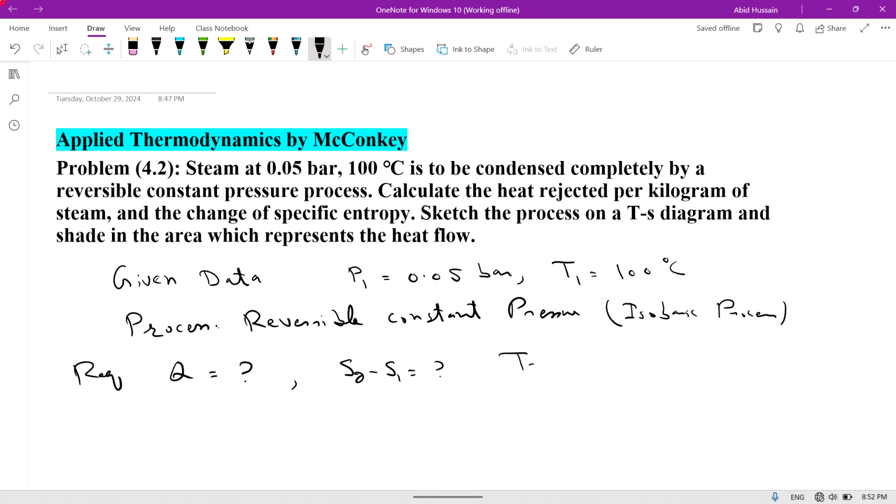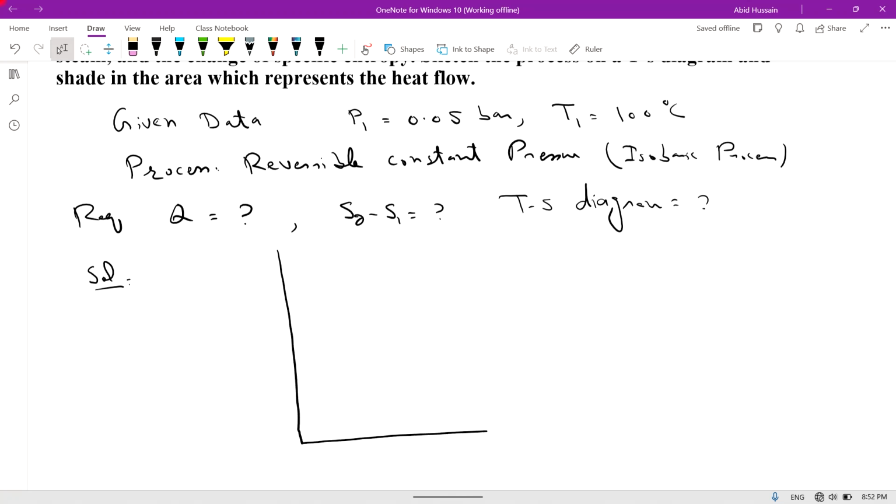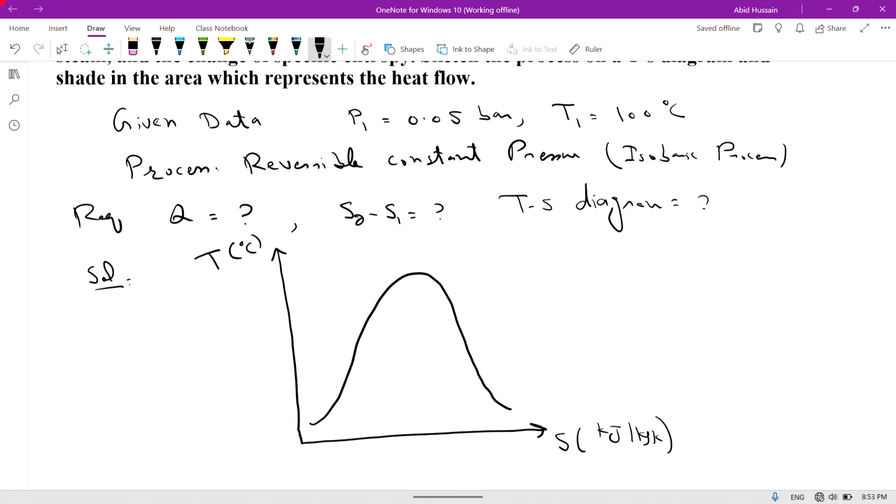Sketch the process on a TS diagram and shade in the area which represents the heat flow. First we draw the TS diagram. T is temperature in degrees centigrade, S is entropy in kilojoule per kilogram per Kelvin. This is the saturation curve.